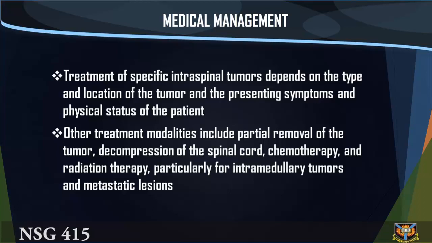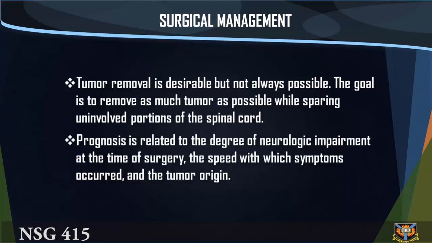In the patient with epidural spinal cord compression resulting from metastatic cancer, most commonly from breast, prostate, or lung, high-dose dexamethasone combined with radiation therapy is effective in relieving pain. Surgical management. Tumor removal is desirable but not always possible. The goal is to remove as much tumor as possible while sparing uninvolved portions of the spinal cord. Microsurgical techniques have improved the prognosis for patients with intramedullary tumors.